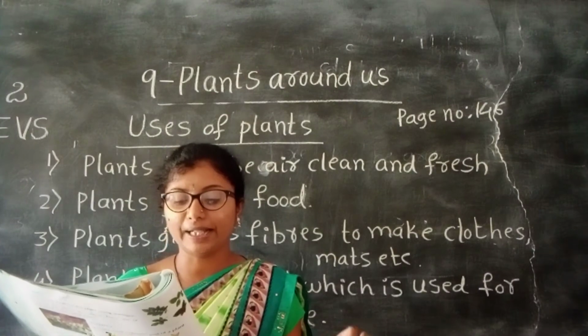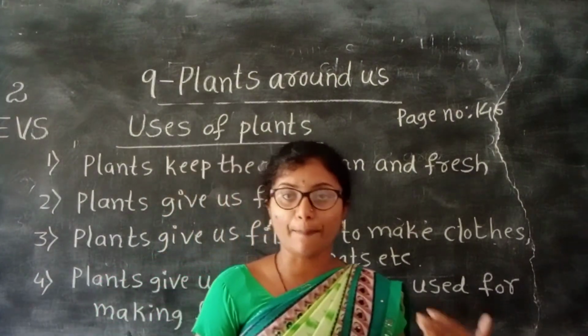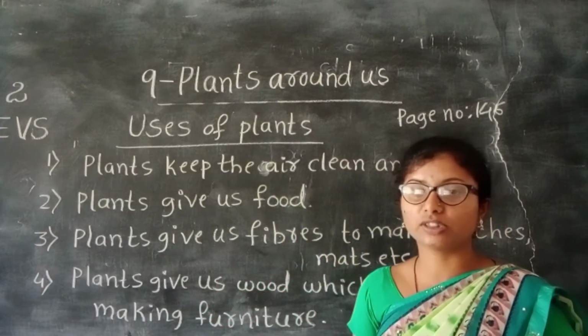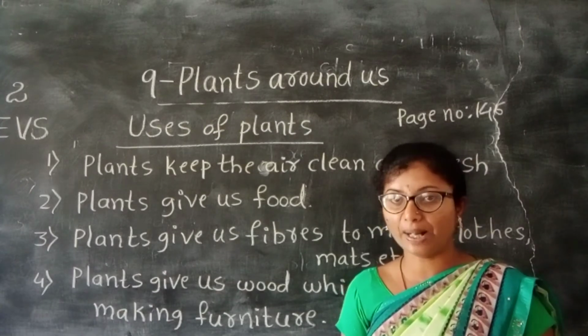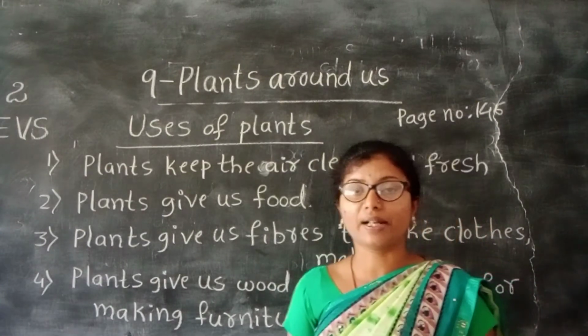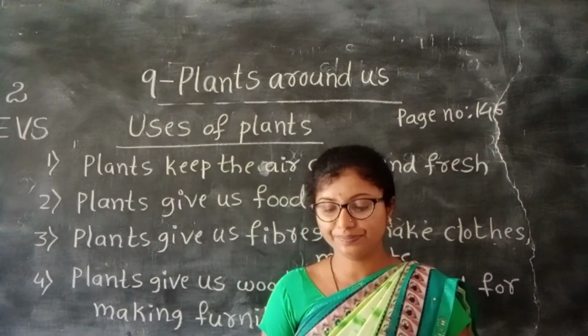We also get medicines from plants such as the neem. Plants also give us some medicines, okay? Tulsi plant gives a herbal medicine. Neem gives a medicine. Aloe vera is also a type of plant, and it also gives us some medicines. And paper and gum are made by plants only, okay?